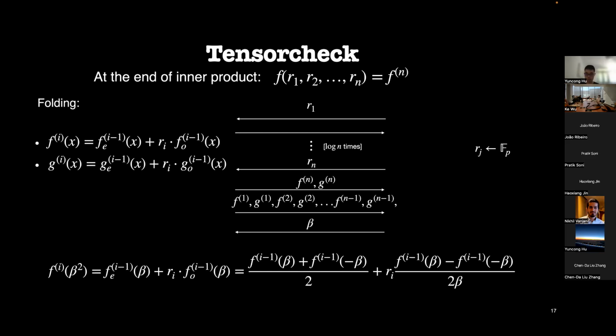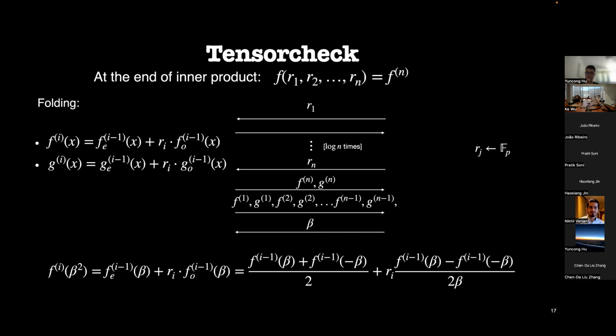And actually this idea is also used in the low degree testing in the FRI protocol. You will find that you only need to query the univariate polynomial at the points beta square, beta, and minus beta. Then by the Schwartz-Zippel lemma, if this equation holds, then the folding relation will also hold. And this is essentially the tensor check.